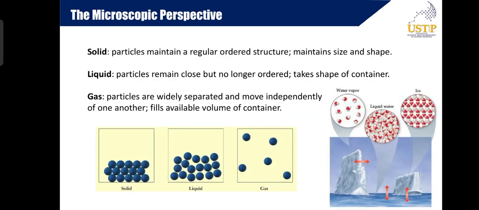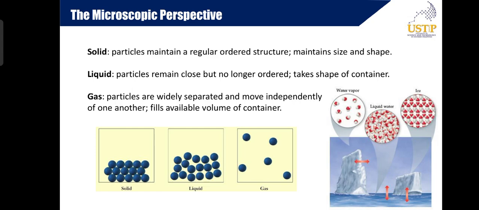So again, from the microscopic perspective, or those that can't be seen with our naked eye: solid, liquid, gas. Solids are particles that maintain a regular ordered structure. They maintain their size and their shape. If seen from a macroscopic perspective, a solid is a hard one, and it cannot easily change shape. For the microscopic, it is still the same concept.